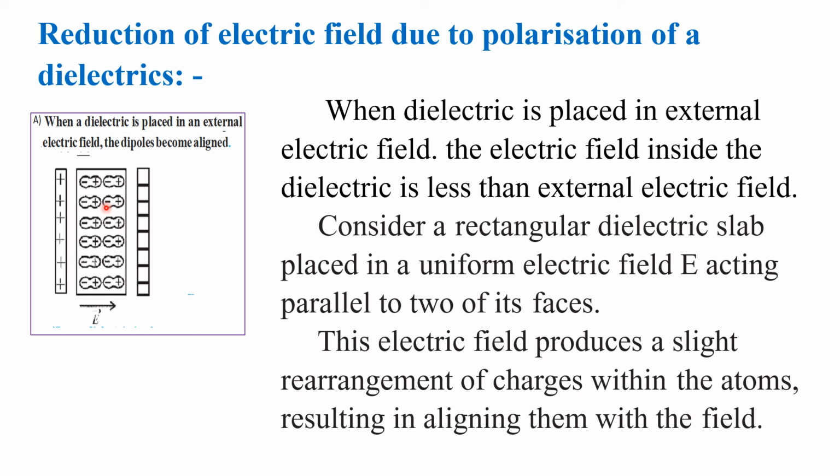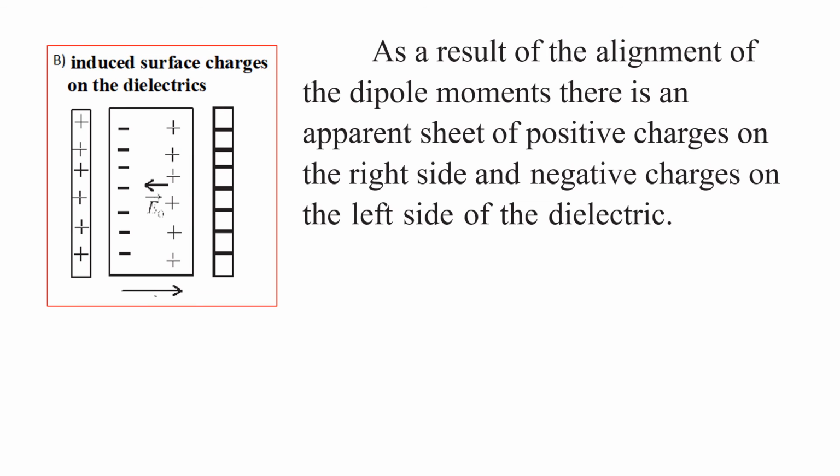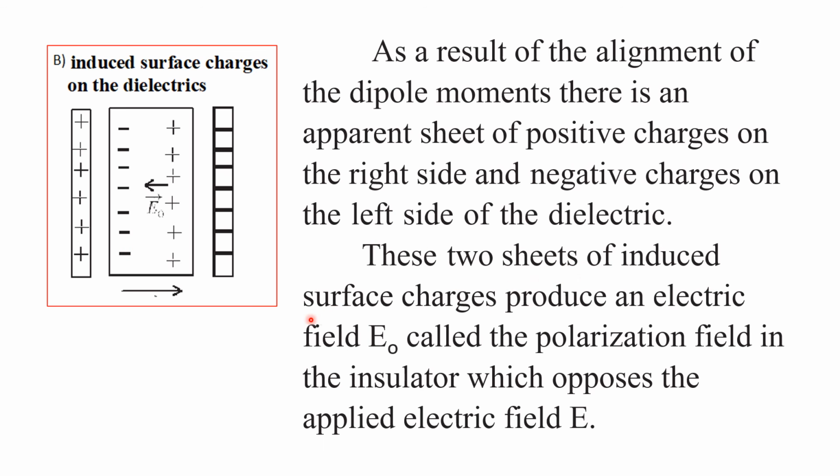These positive ions move in the direction of the electric field, while the negative ions move in the opposite direction. So there is a slight rearrangement of charges which produces some dipole moment. As a result of alignment of the dipole moments, there is an apparent sheet of positive charges on the right side and negative charges on the left side of the dielectric. So the figure shows that positive charge is produced on the right side and negative charge on the left side. Due to alignment of this positive and negative charge, the sheet of induced surface charges produces an electric field E0. This is the electric field due to polarization of the dielectric, which will oppose the electric field E. So E0 will oppose E.